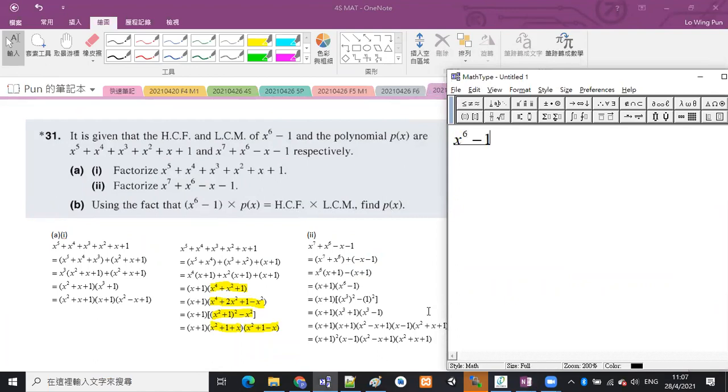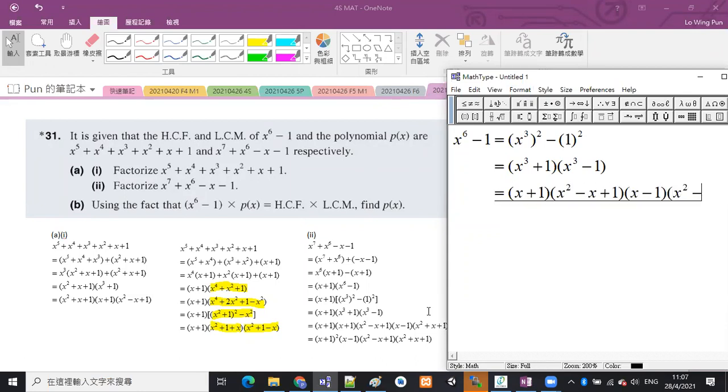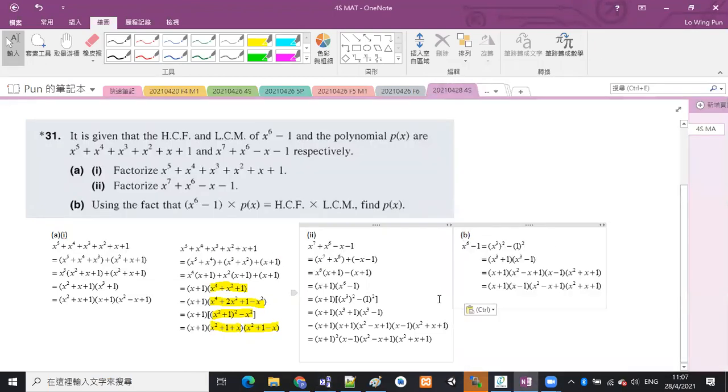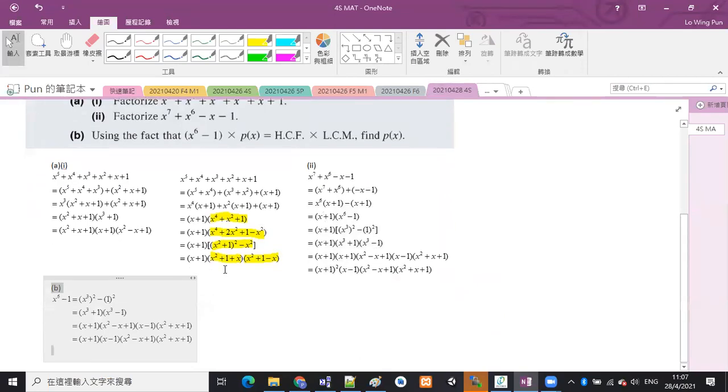Okay, x^6 minus 1 is equal to, so again, I am going to put it like this: x^3 plus 1 and x^3 minus 1. And then it becomes (x plus 1)(x^2 minus x plus 1)(x minus 1)(x^2 plus x plus 1). It becomes (x plus 1)(x minus 1)(x^2 minus x plus 1)(x^2 plus x plus 1). Okay, this is the preparation of the first polynomial. And the question asks us to use this fact to find P(x).